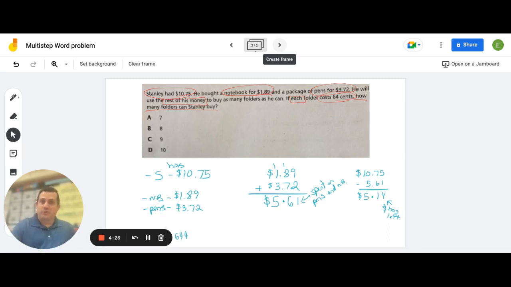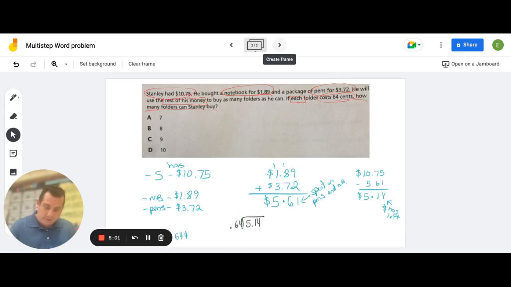Okay. Each folder costs 64 cents. How many can he buy? Well, I'm going to do this in a different color. I'm going to do this now in black. I'm going to have to divide here. I'm going to have to take my $5.14, okay? And you know what? I'm not going to put the dollar sign in there. I'm going to know it's money. $5.14 divided by the 64 cents.